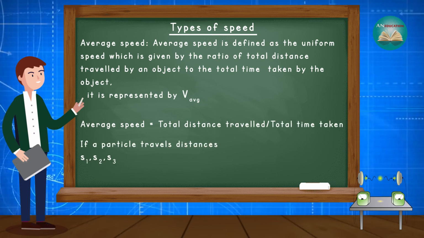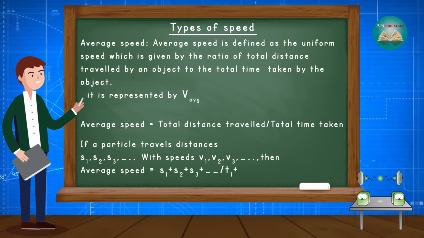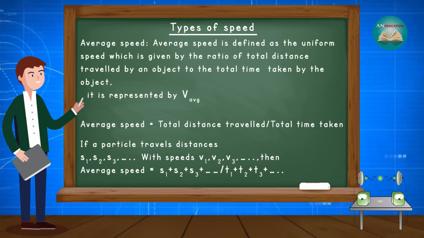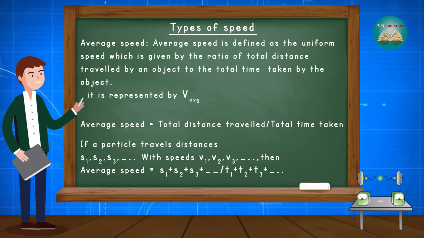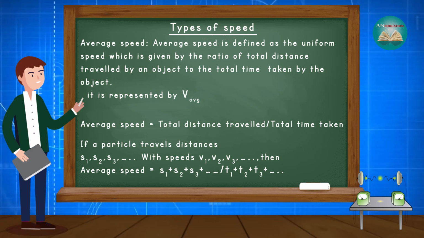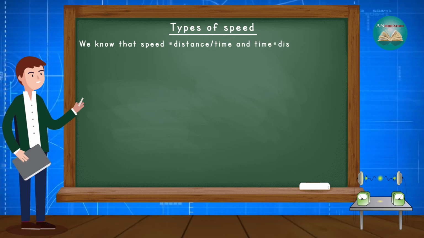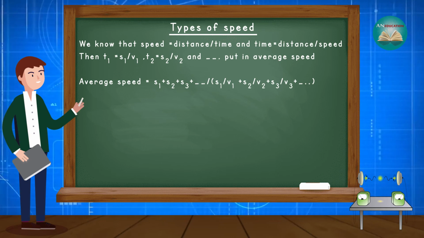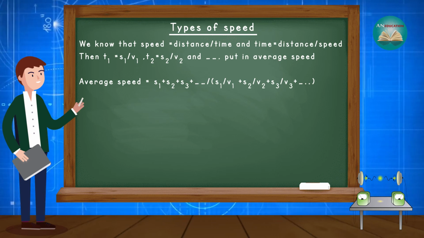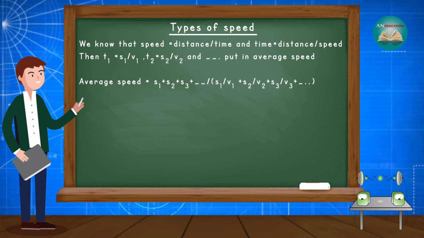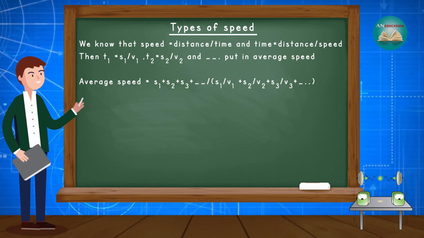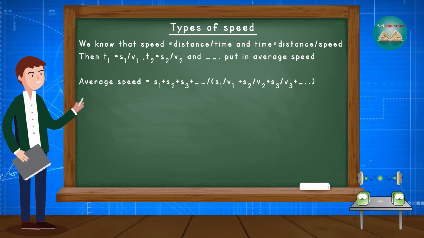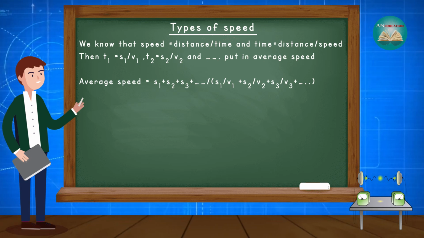If a particle travels distances s1, s2, s3 and so on with speeds v1, v2, v3 and so on, then average speed is equal to s1 plus s2 plus s3 plus so on upon t1 plus t2 plus t3 plus so on. We know that speed is equal to distance upon time and time is equal to distance upon speed. Then t1 is equal to s1 upon v1, t2 is equal to s2 upon v2 and so on. Put in average speed. So average speed is equal to s1 plus s2 plus s3 plus so on upon, in bracket, s1 upon v1 plus s2 upon v2 plus s3 upon v3 plus so on.